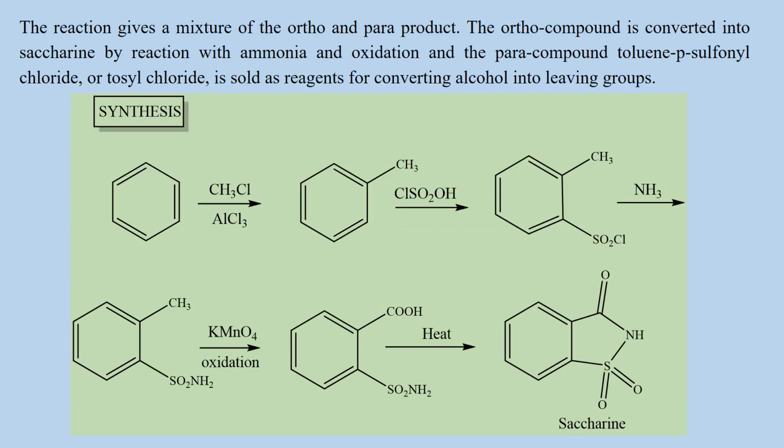Now let's see its synthesis. Starting from benzene, it is alkylated, then it is chlorosulfonated, sulfonyl chloride is added, then when it reacts with ammonia, HCl is removed from here so that SO2NH2 is produced. Then by oxidation, this methyl is converted into carboxyl group, and when it is heated, dehydration takes place to give us this target molecule, that is saccharine.